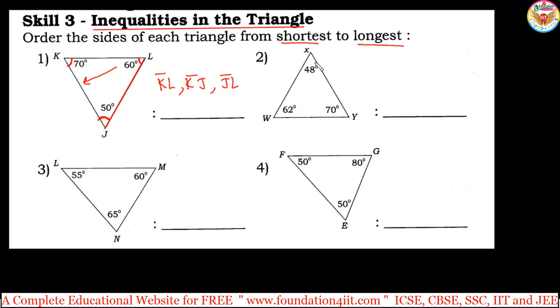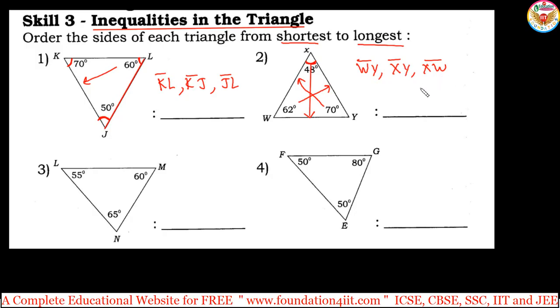So for example, in the next problem, 48 degrees is the smallest angle. So the opposite side is also the smallest length side. The length is shorter in this: WY. Next comes 62. Opposite 62 is XY. Next, the longest, 70. Opposite 70 is XW. Okay, this is shortest to longest.